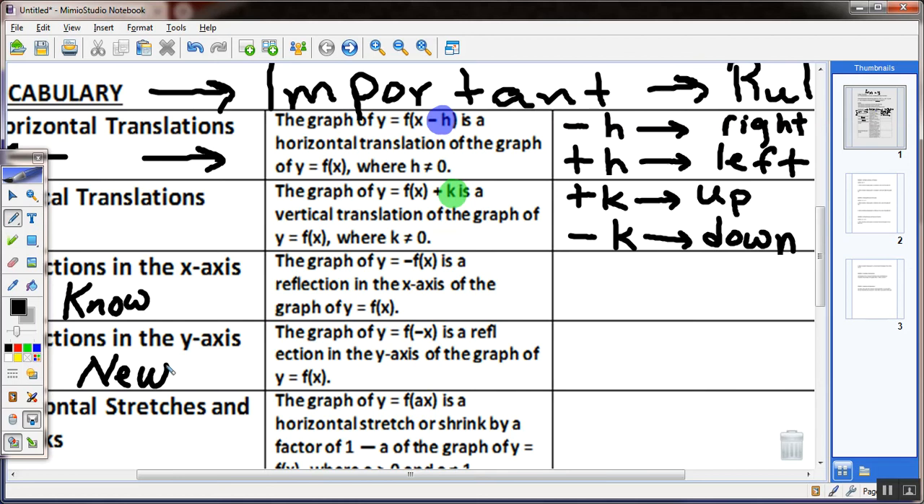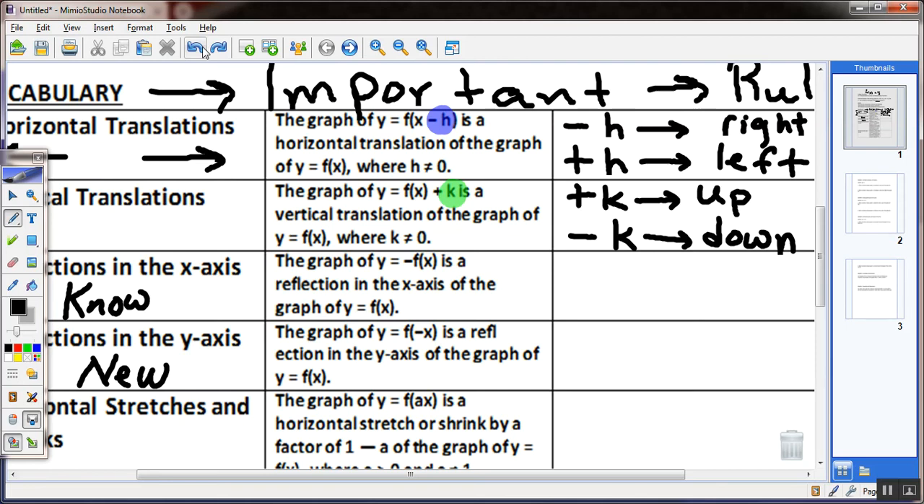Negative sign, okay? So here's the deal. It says the graph y equals, where's that negative sign? It's out in front of the function, isn't it? Right here. You guys agree with that? Okay. If that negative sign is out in front, then the graph of y equals negative f of x is a reflection of the x-axis. It's a reflection of this, okay?